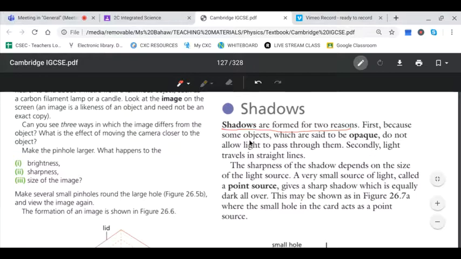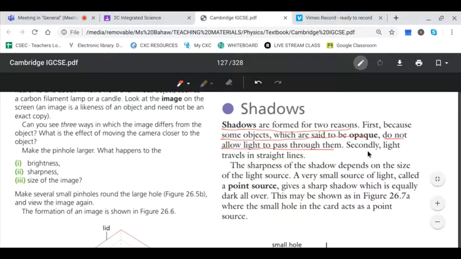One of the reasons being that some objects are said to be opaque. Now the word opaque means that light does not pass through them. So that would be like concrete, wood, the color black. Light cannot pass through those objects. So first, the object has to be opaque. It cannot be like clear glass because light would just simply pass through it.